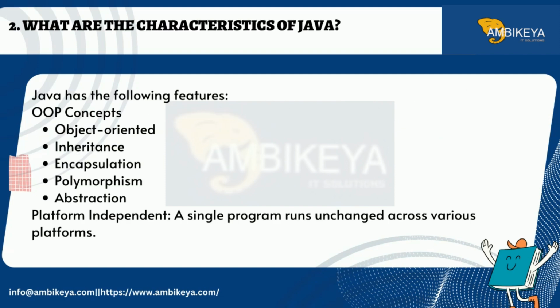What are the characteristics of Java? Java has the following features: OOP concepts, object-oriented, inheritance, encapsulation, polymorphism, abstraction, platform-independent, a single program runs unchanged across various platforms.